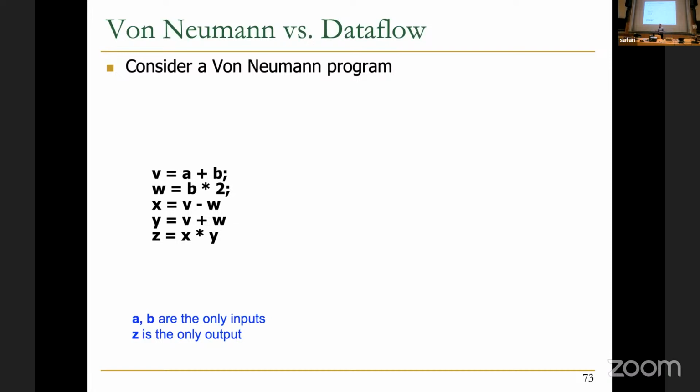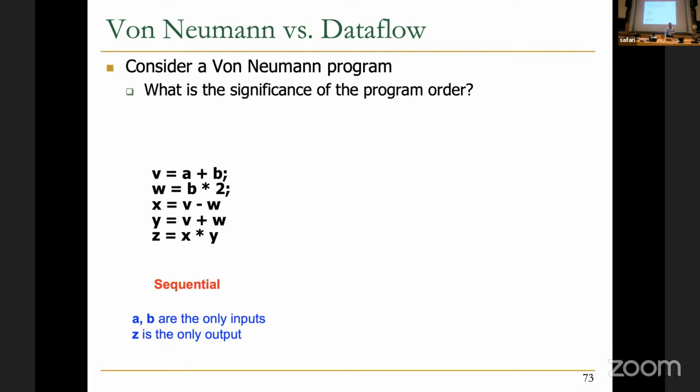Data flow is fundamentally also a more graphical model of computation. It looks like this, basically. This is sequential, as you can see. So what is the significance of the program order? Program order actually enables you to think better, let's say. We're going to get back to that.